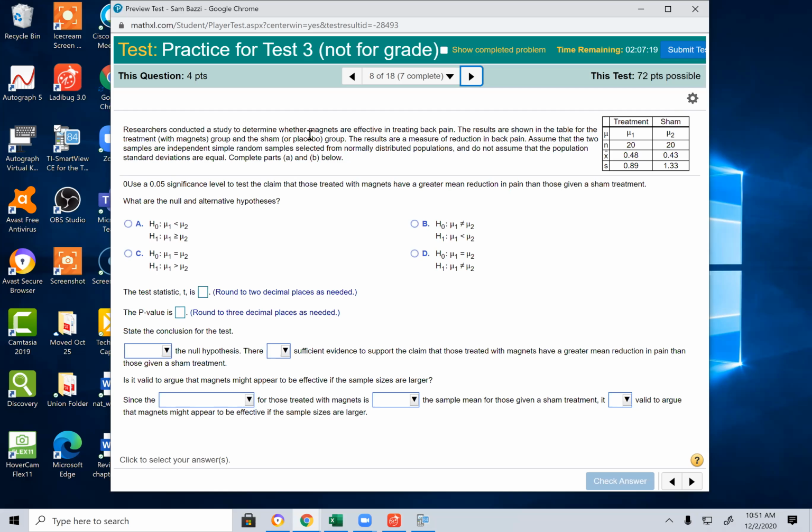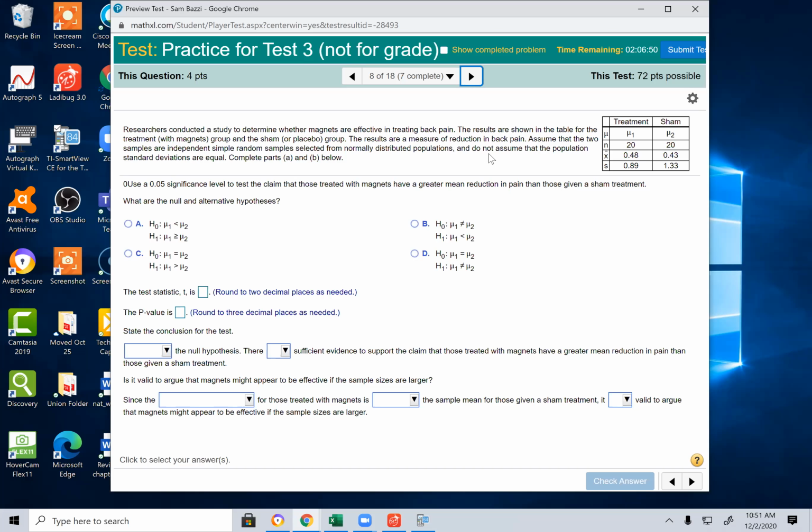All right, next one. A researcher conducted a study to determine whether magnets are effective in treating back pain. The results are shown in the table for the treatment with magnets group and the sham or placebo group. The results are a measure of reduction in back pain. Assume that the two samples are independent simple random samples selected from populations that are normally distributed.